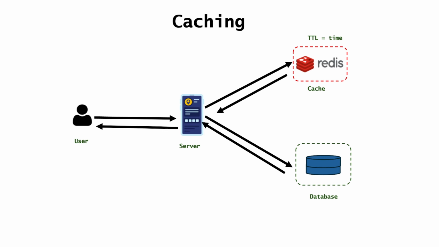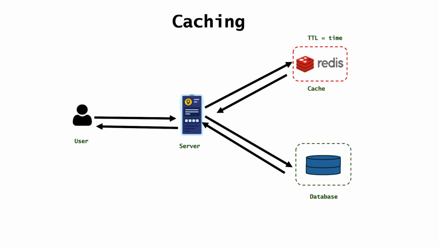Here's how it works. The application first checks the cache. If the data is found, it's a cache hit and it's returned immediately. If not found, a cache miss, the app queries the database, returns the data to the user, and saves it in the cache for next time.